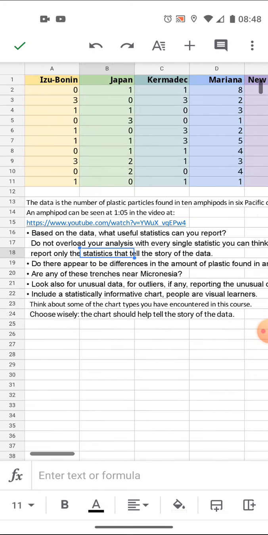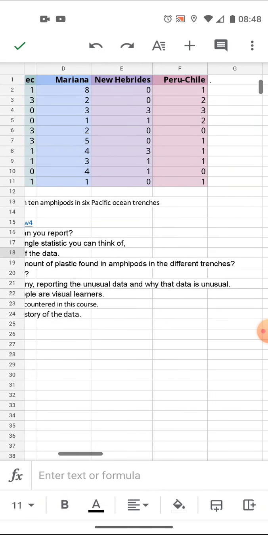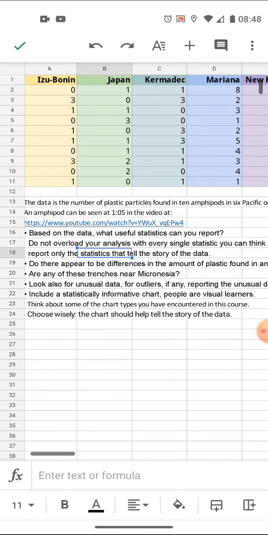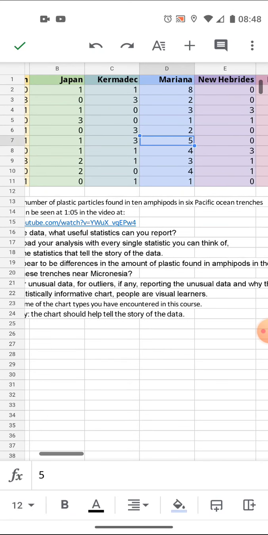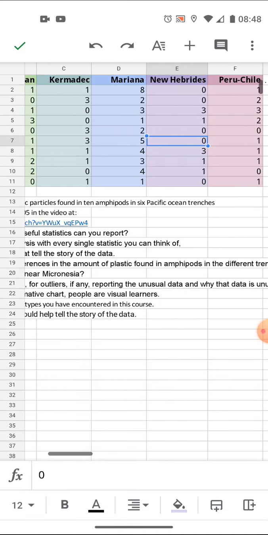So take a look at it. What can you say? Are these trenches all basically the same, or are there differences between trenches? What can you tell me based on the data you've got about these different trenches?